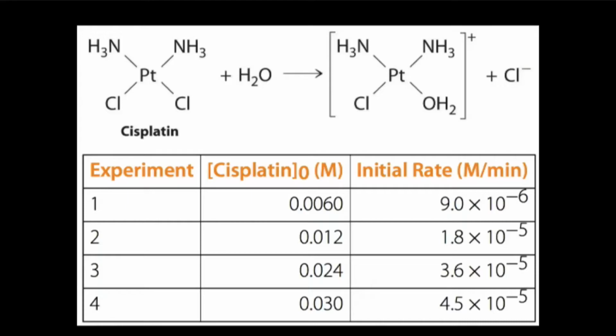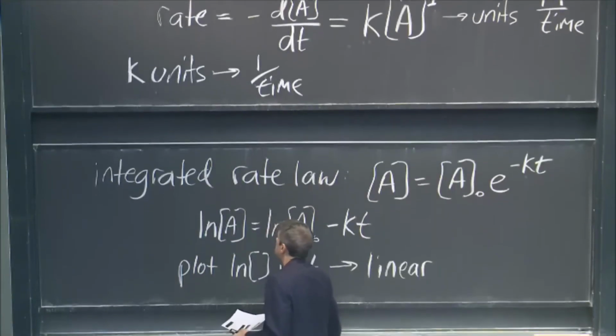Right away, the rate changes as the cisplatin concentration changes. It's not zeroth order. And the second thing you know is, if you take any two of those and you take ratios, then the ratios are the same. So it must be first order. That's one way to know what order you have.